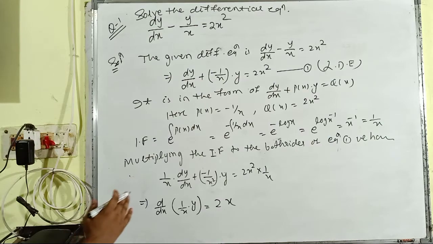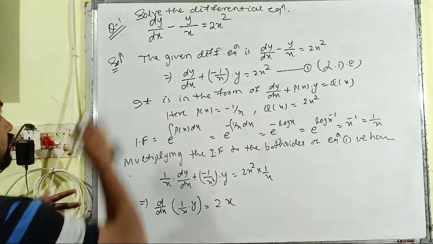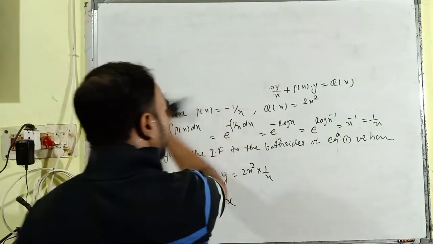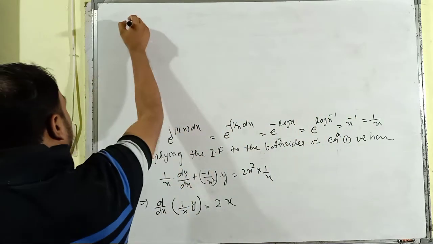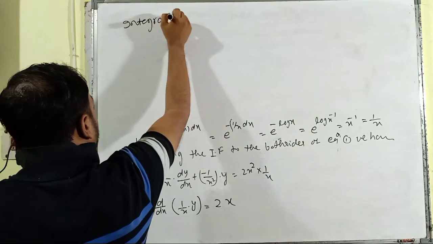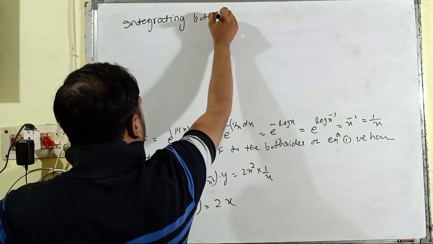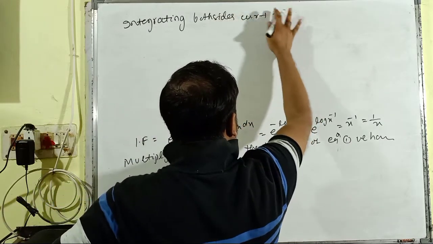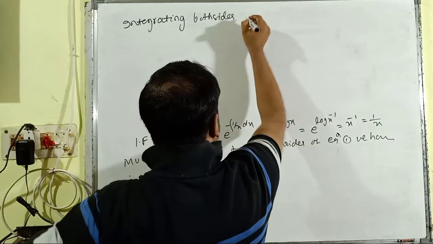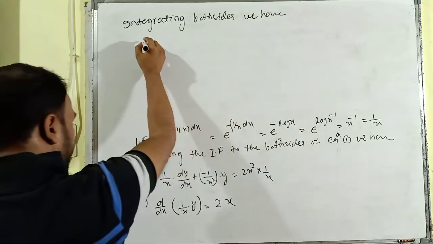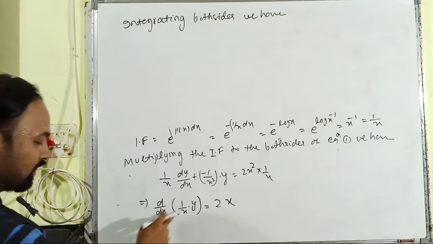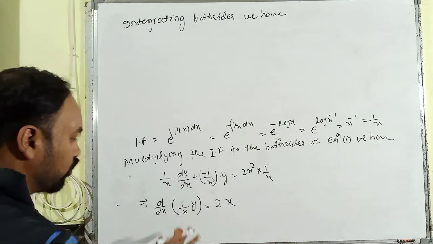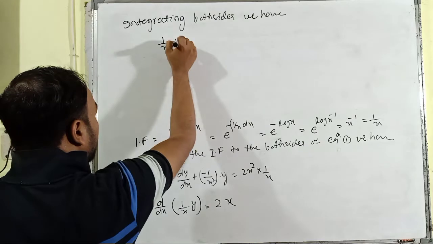Then we have to integrate both sides with respect to x. Integrating both sides with respect to x, we have the integral of the differentiation of this, that means integration and differentiation cancel each other. So the remaining part is 1 upon x multiplied with y.